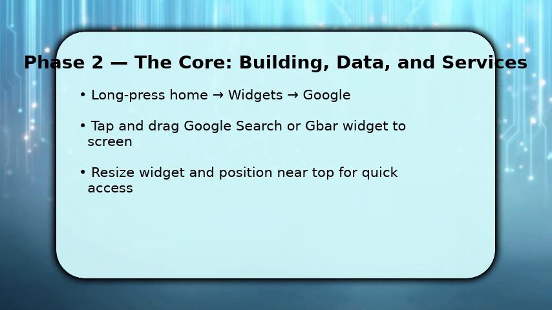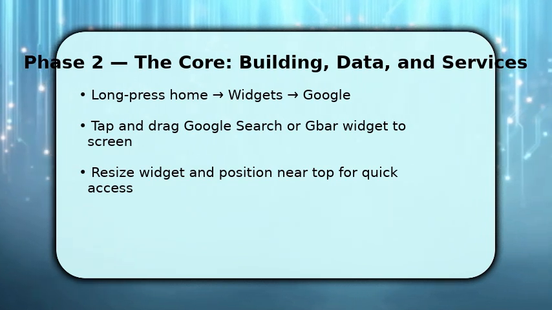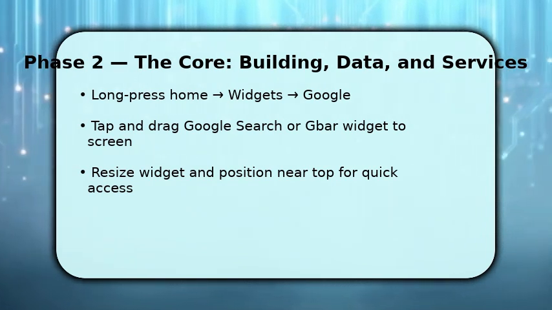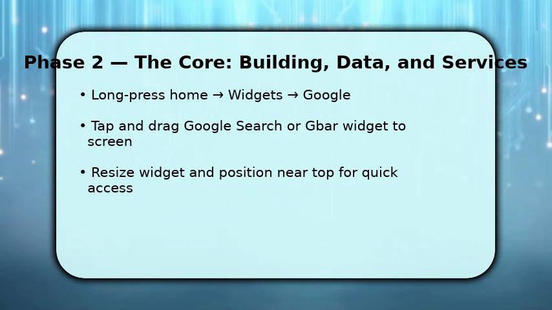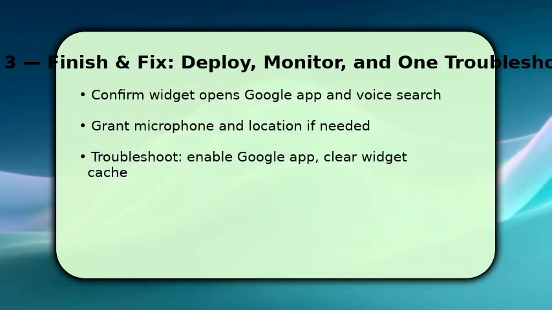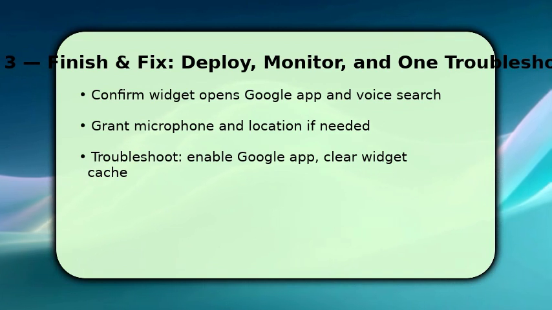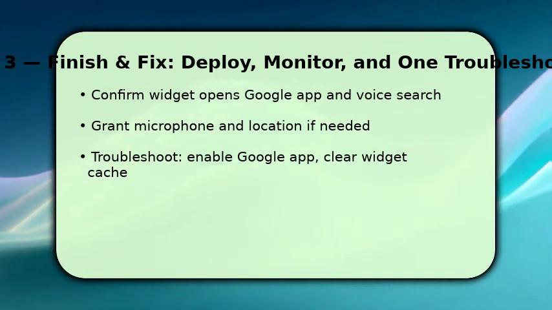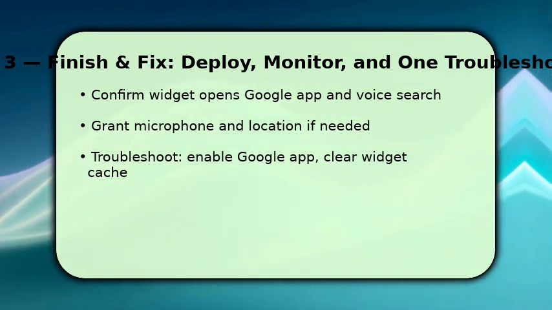If it won't, try a different home grid size or move it to another panel to avoid overlap with other icons. Finish by tapping the search bar to confirm it launches the Google app and that voice search works. If prompted, grant microphone or location permissions so voice and results behave correctly.